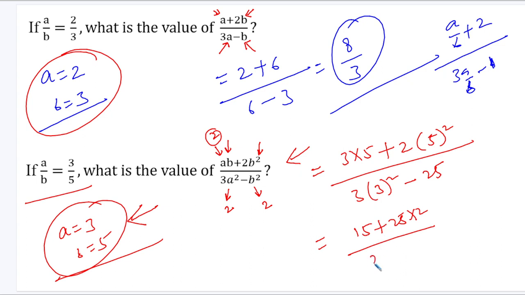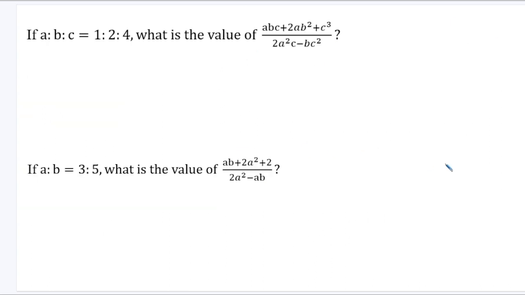9 times 3 is 27, minus 25, that's easy. See, 15 plus 50, and the new denominator is 2, so it comes out to be 65 over 2. You can leave it here or you can leave it in decimal, that's okay. But please remember, we can solve using this method only when the degree of the variable is the same in each part. Okay, let me show you another problem where we have cubes.